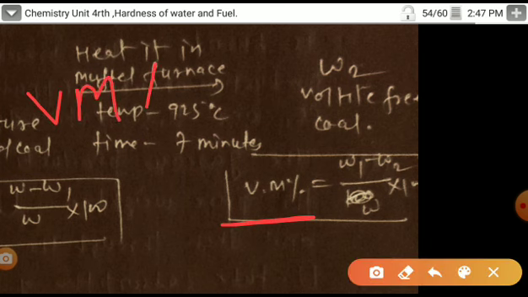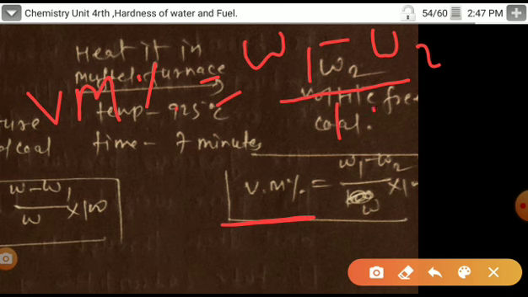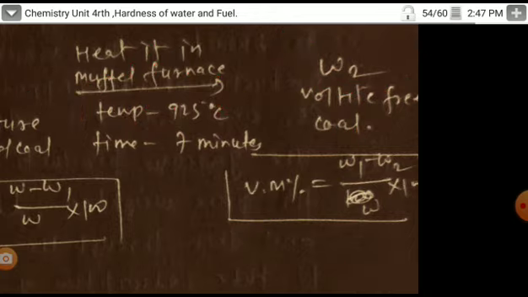Because the volatile material percentage is equal to, let us understand clearly, W1 is the weight of the moisture free coal, minus W2, the weight of the volatile free coal, divided by W, the actual initial weight that you have taken into the crucible, into 100. So it converts into the percentage value of the volatile material.